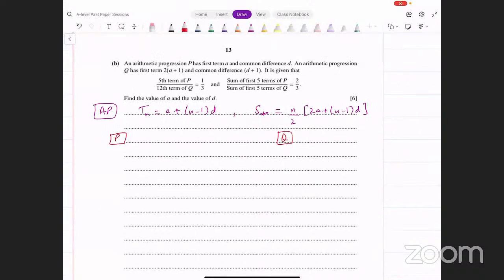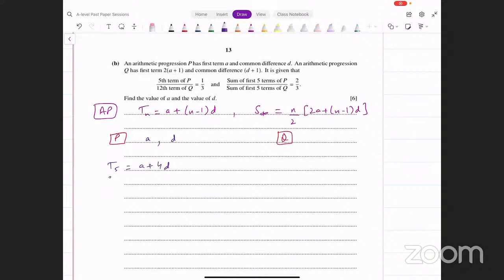कौन कौन सी term चाहिए? P की कौन सी term चाहिए? P की हमें चाहिए 5th term. P का हमें क्या पता है? First term is A and the difference is D. ठीक है, ये दो parameters दिए हमें. Fifth term इसकी कैसे आएगी? T5, that's going to be A plus 5 minus 1, that's 4 times D.